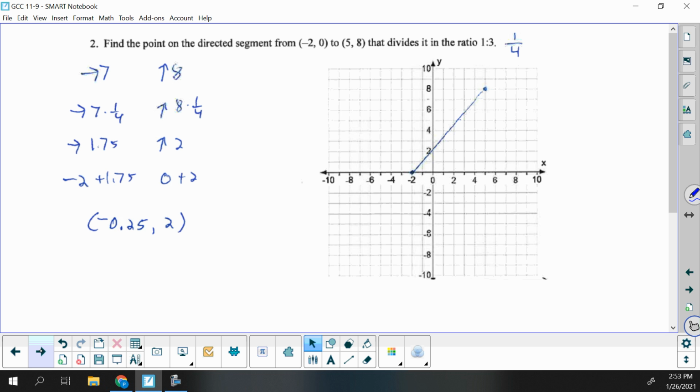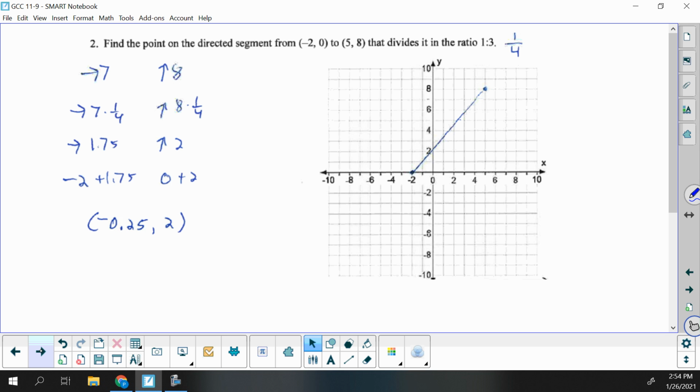In number 2, ratio of 1 to 3, so that's 1 out of 4 total parts, so 1/4. -2 to 5 is going right 7 for the X's. 0 to 8 is going up 8 for the Y's. Multiply by 1/4. So we're moving right 1.75.